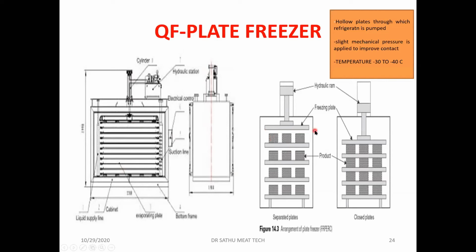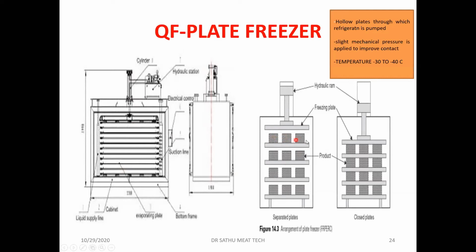So the refrigerant will be flowing between this hollow space. This is a hollow plate. This is the second hollow plate. This is the third hollow plate. Like that, there will be 7 or 8 hollow plates. And we keep the food material in between these. So you can see this food material. This is the food material.